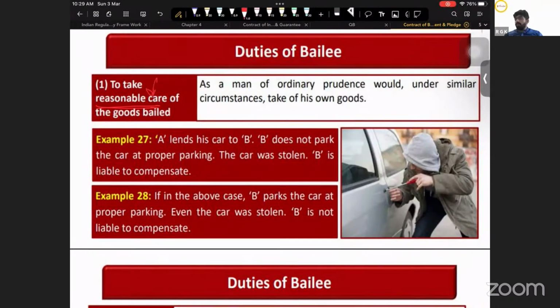Because law requires you to take reasonable care. Reasonable care means if it was your own goods, what care you would have taken, that would amount to reasonable care.